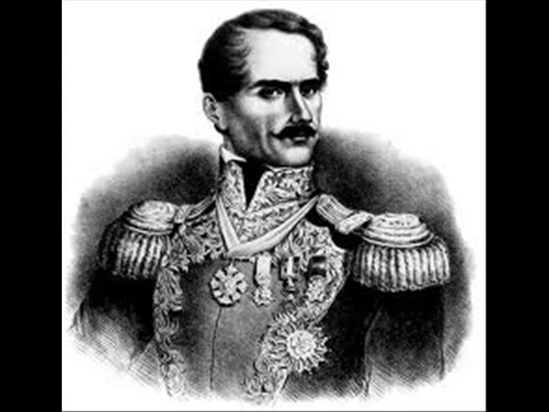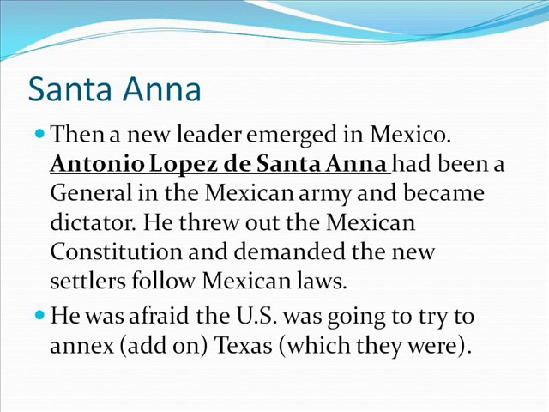Around this time, a new leader in the Mexican government emerges, Antonio Lopez de Santa Anna. And while most of the Mexican government hadn't been happy about the American settlers not following their rules, refusing to become Catholic, still continuing to have slaves, refusing to become Mexican citizens, Santa Anna was just furious about it. Santa Anna started off as a general in the Mexican army, and then eventually he becomes dictator and throws out the Mexican Constitution, and he starts demanding that all the new settlers follow Mexican laws.